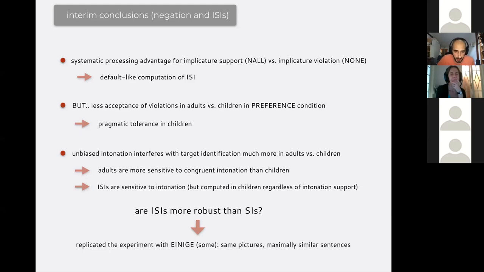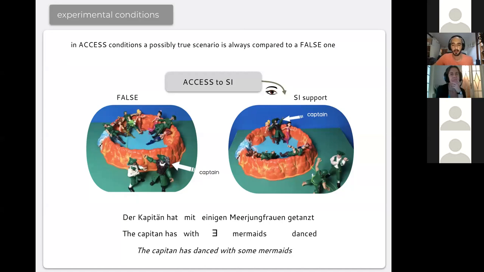In order to address this question, we did exactly the same experiment as with the "nicht alle", with "not all", employing the German "some", which is "einige". We used the same pictures, very similar sentences, and we employed unbiased intonation. Now, I will only show you the data on children because unfortunately we couldn't run any more experiments because of the corona emergency, but hopefully we're going to be able to finish the experiment with adults and also to manipulate the intonation as well, okay?